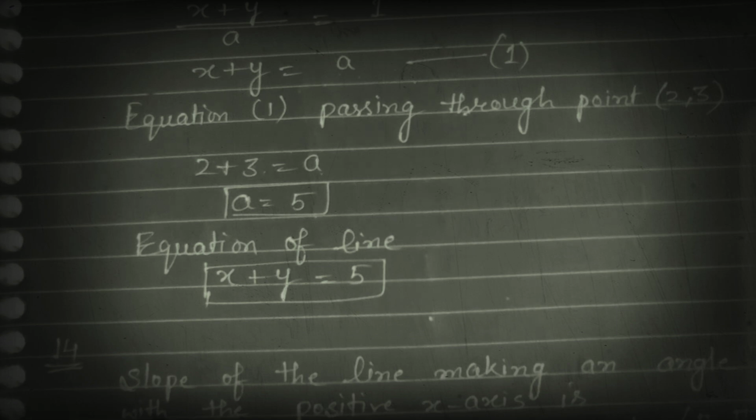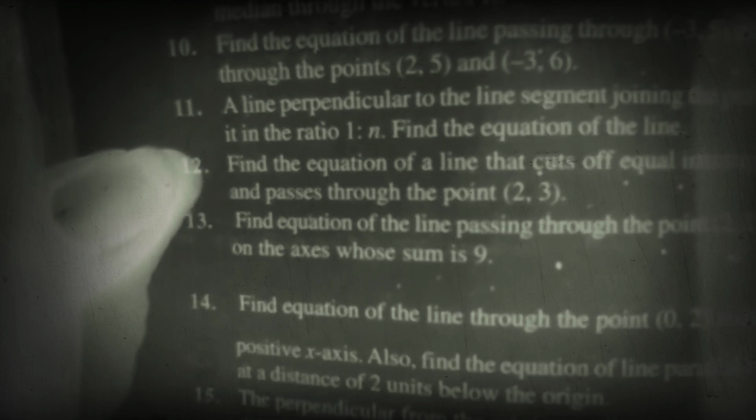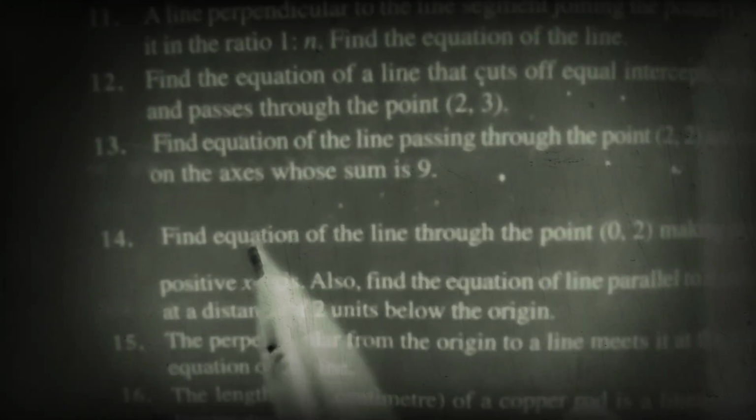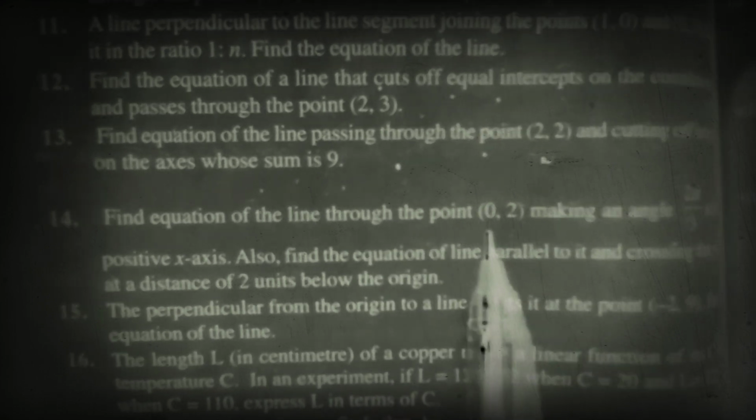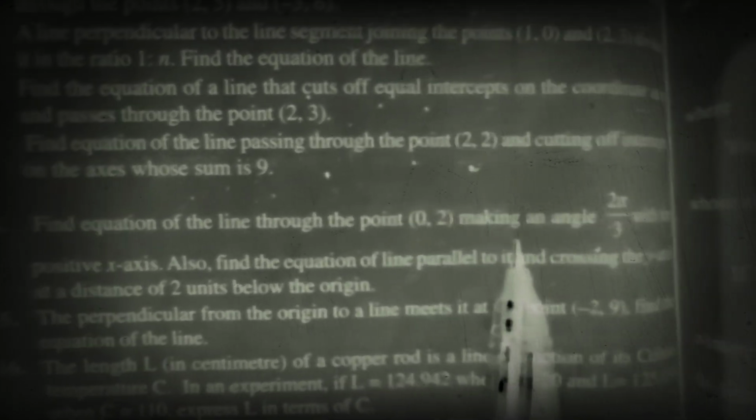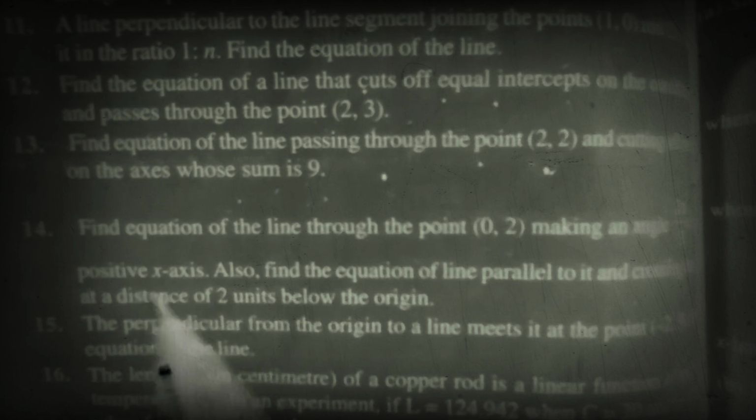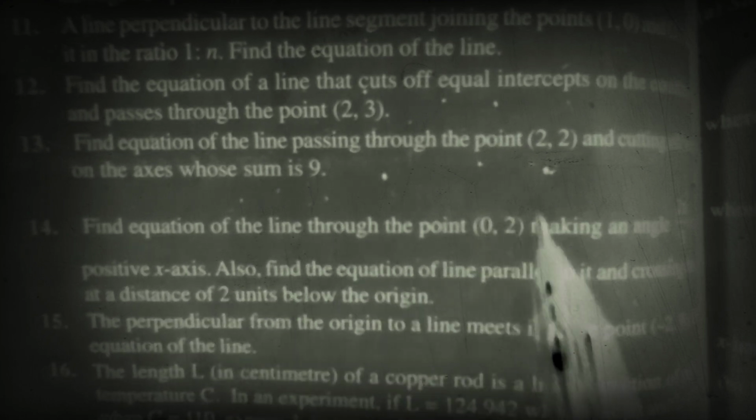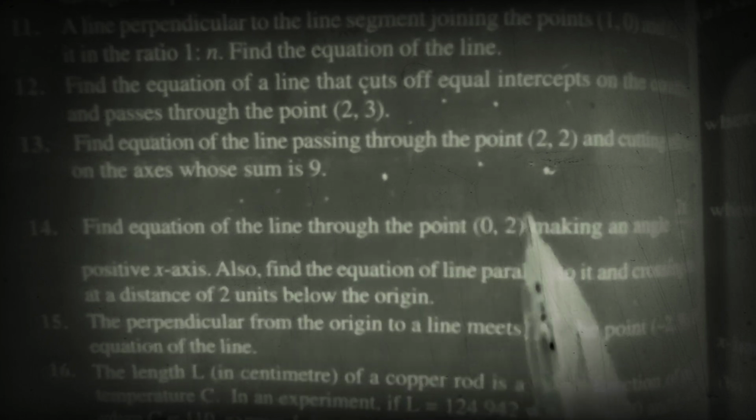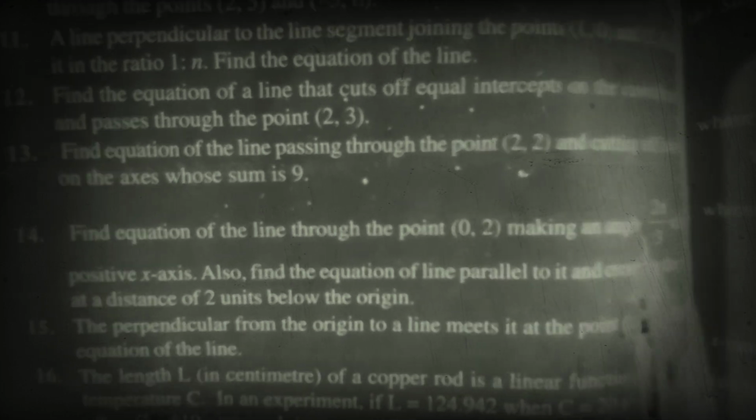Now come to the next question. Question number 13 is the same. That is also an intercept form question. We will do the 14th question. Find the equation of line passing through the point 0, 2 and making an angle of 2 pi by 3 with the positive x-axis. In this question, we have to find the equation of line whose passing point is given.